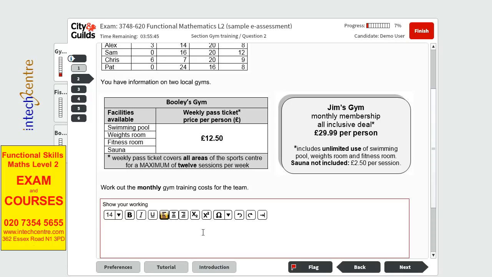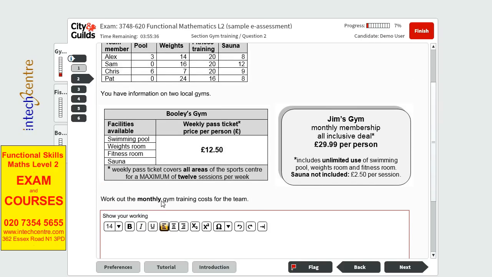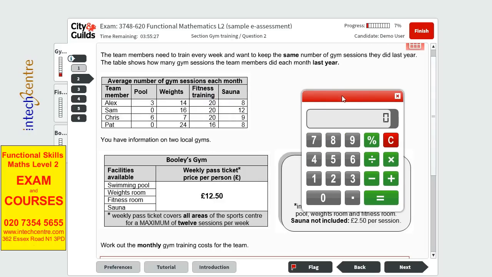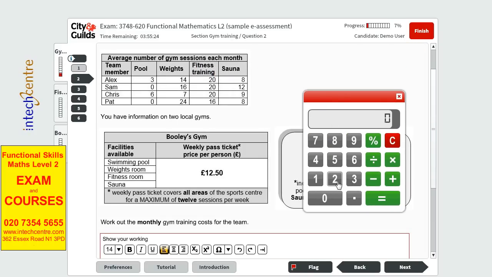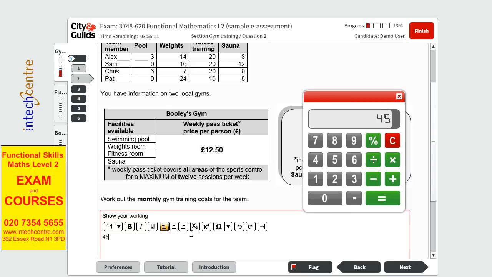Right, now we have to find out the monthly gym training cost for the team. So let's start with Bullish Gym. First, let's figure out whether these team members do more than 12 sessions per week, so that we know whether Bullish Gym will be suitable for them at all. Right, so for example, Alex does 17, 37 with 8. Let's use the calculator. So he does 45 sessions a week. Okay, divided by 4 weeks.